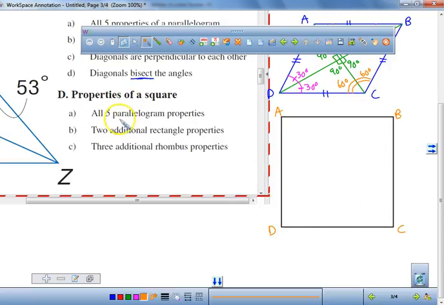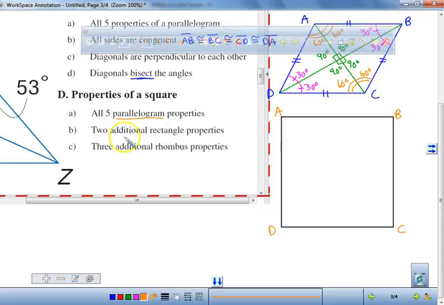Now, a square has all 5 parallelogram properties. It has the 2 additional rectangle properties, and it has 3 additional rhombus properties. The cool thing about a square is it has all the properties of what? All the properties of a parallelogram. It has all the properties of a rectangle, and it has all the properties of a rhombus, which means a square gets to be a part of a lot of groups. So let's say you're a square, and you're walking in a two-dimensional world, all right? And you see some clubs you want to go into, but it says, I'm sorry, only rectangles are allowed.